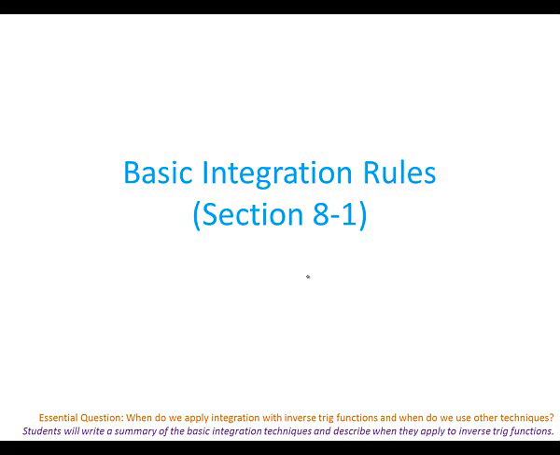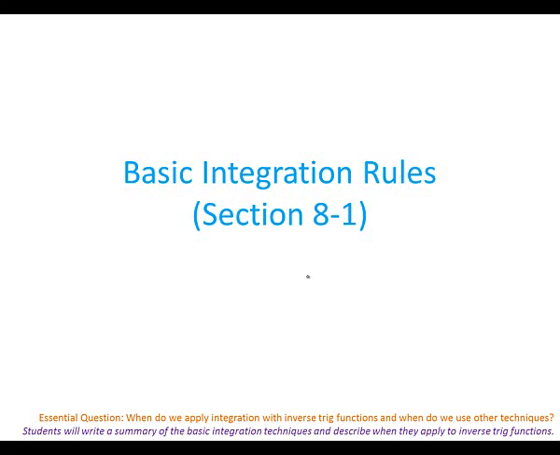It's a massive chapter. There's like 10 sections in chapter 9. So, all right. When do we apply integration with inverse trig functions, and when do we use other techniques? Today is basically about looking at integration problems and seeing if we can apply the correct technique to them. I will show you a few different things and ways that you've got to start thinking about it.